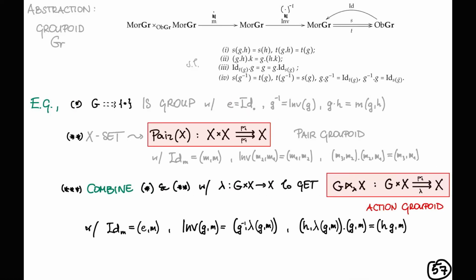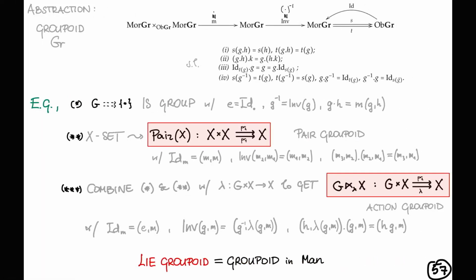And then you can combine example 1 and example 2 and reconstruct, although now not in disguise, the action groupoid. Because now I have a group and I have a set, and I say that the set on which the group acts is the set of objects. The arrows are just pairs, an element in X and an element in the group. The source is that element in X, and the target is the action of that element in the group on that element in X. In this way, I encode through those axioms the action of a group on a set. In particular, arrow composition encodes multiplication in the group.